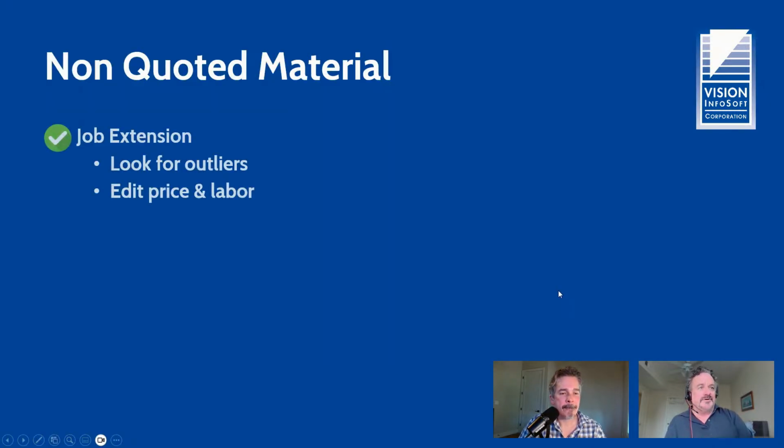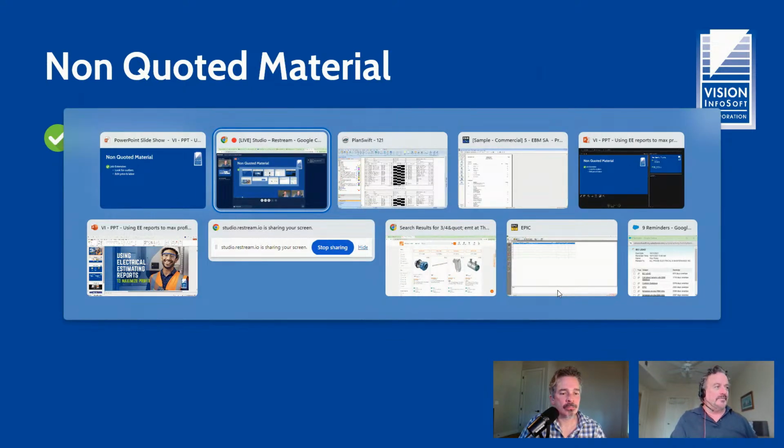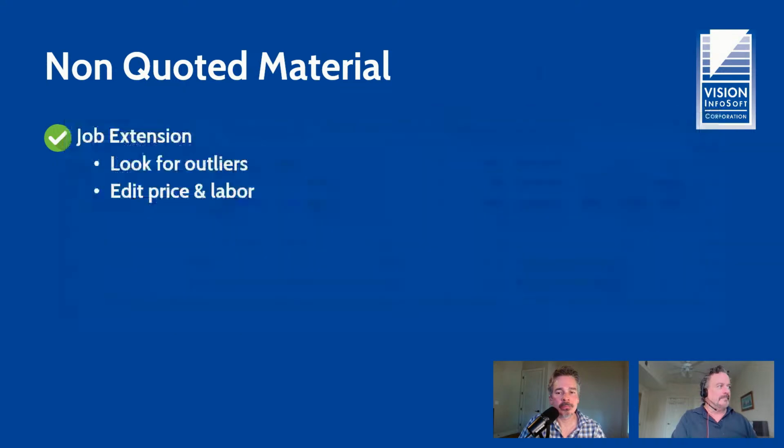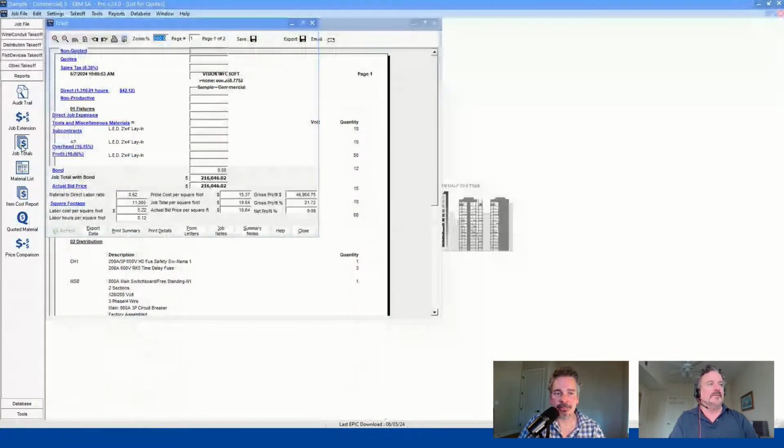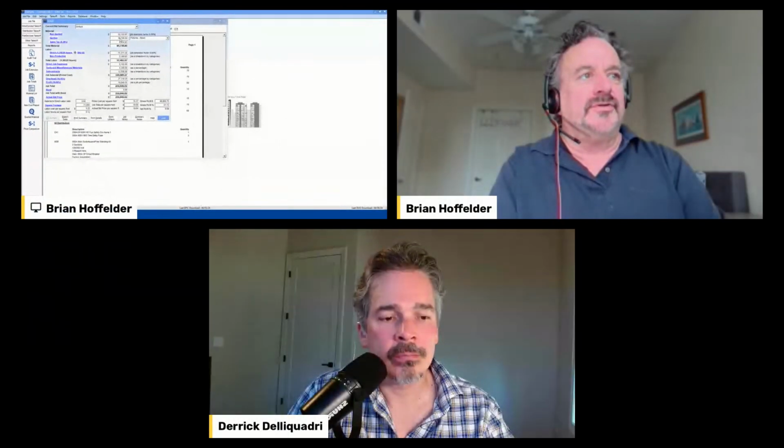Okay, so the rest of the material is what we call non-quoted in Electrical Bid Manager. Let me just flip to a screen real quick so I can make sure I'm being clear about the difference. Where's my EBM screen? Oh, there it is. So in the job totals here, it's taking a second. Yeah. So here's the quoted material.